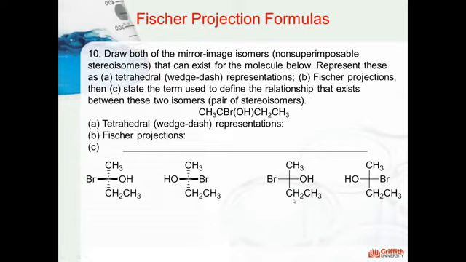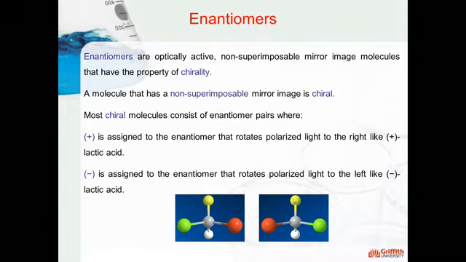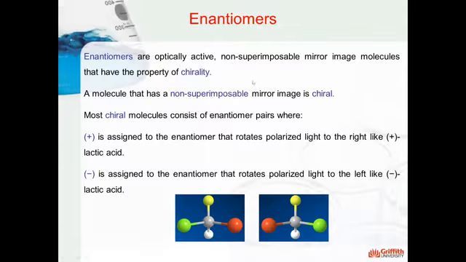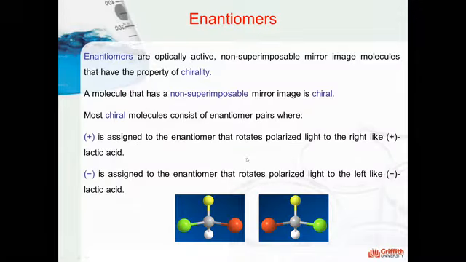So there are our Fischer projections. The term to describe these is enantiomers. These are non-superimposable mirror images. They have the opposite configuration at every chiral carbon, and there's only one chiral carbon for this molecule. So enantiomers, as I've just said, are non-superimposable mirror images.